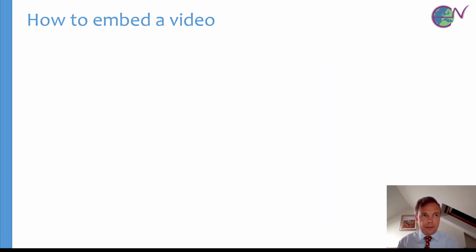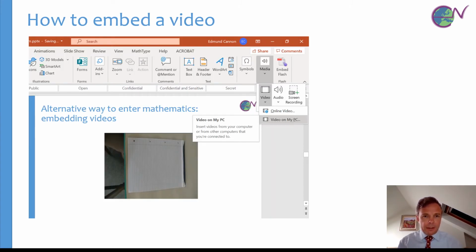I filmed the video separately, and then there's an issue about how to embed a video. So when you embed a video, one of the nice things about PowerPoint is that one can film a video and then one can edit the video within PowerPoint. So if one goes to the relevant input file, one chooses a video on my PC, so it's a little bit different if they were online videos, but I've filmed a video and put it onto my computer.